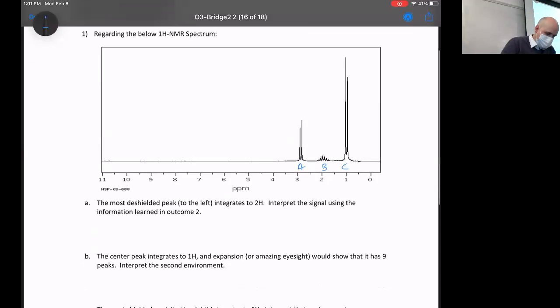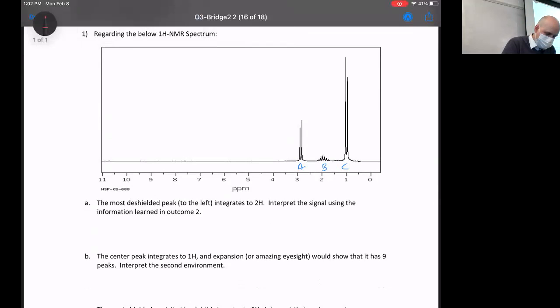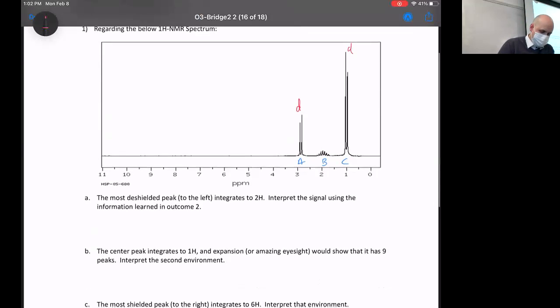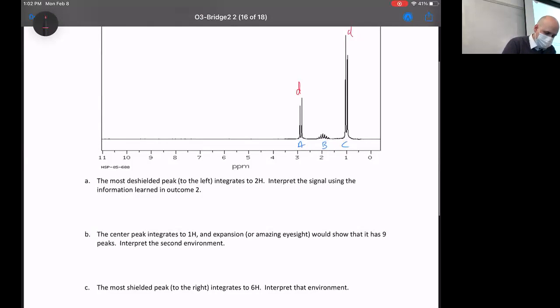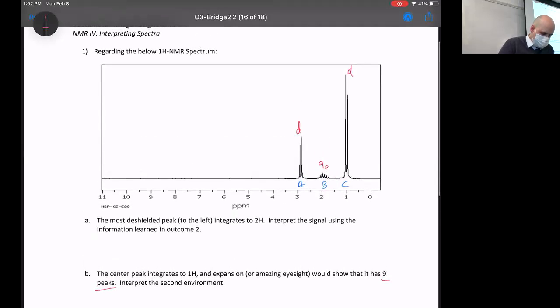All right, so looking at what we've got, basically questions A, B, and C, we're just interpreting those 3 environments, A, B, and C. Looking at that first one, you can probably tell that that's a doublet, pretty clearly a doublet. C is also a doublet. It's pretty hard to interpret how many signals there are on B, and so that's why I gave you that it had 9 peaks. But let's start with A. It integrates to 2H, which means that it is a CH2.